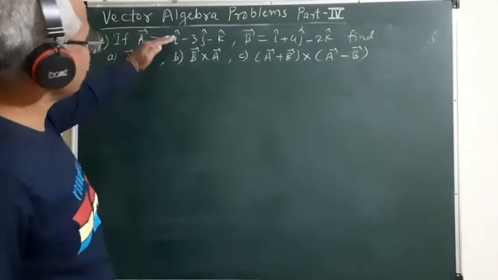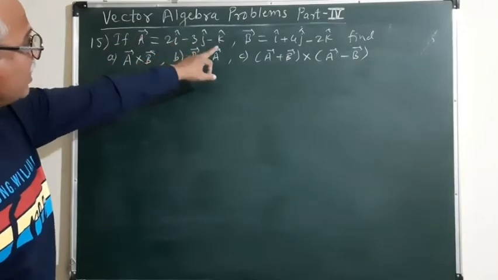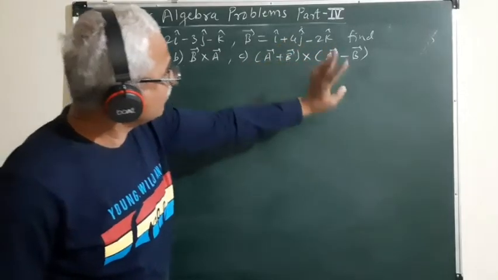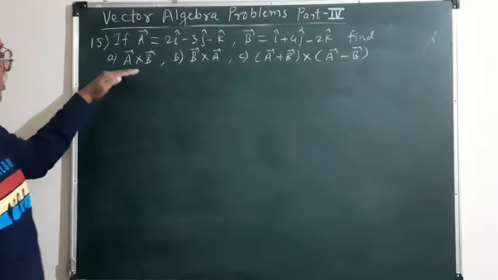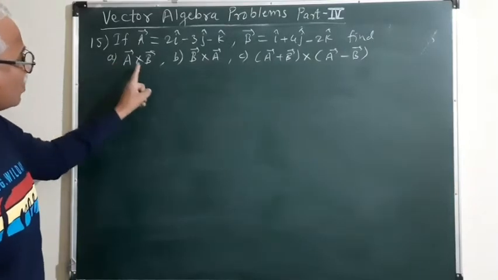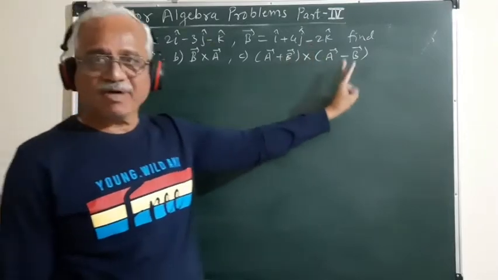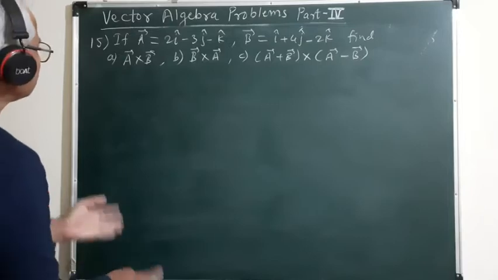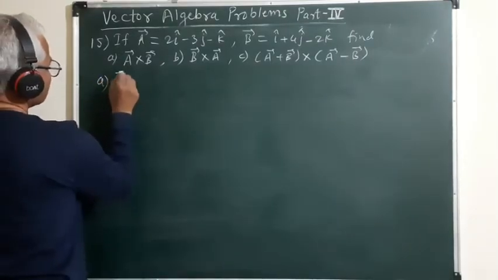So you are given the vectors a bar and b bar. A bar is expressed as 2i cap minus 3j cap minus k cap, and b bar is expressed as i cap plus 4j cap minus 2k cap. Then you are asked to evaluate a bar cross b bar, b bar cross a bar, and a bar plus b bar cross a bar minus b bar. So let us evaluate these cross products one by one. Let us first evaluate a bar cross b bar.